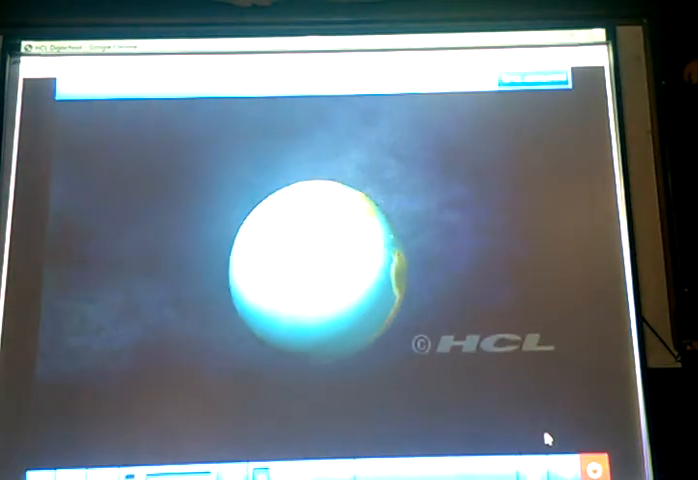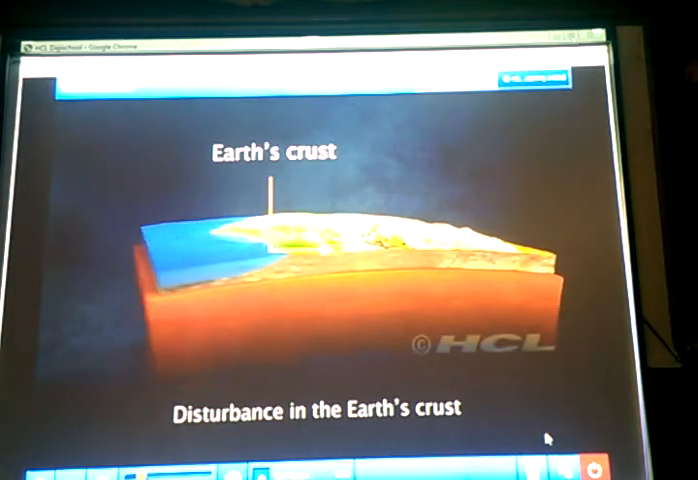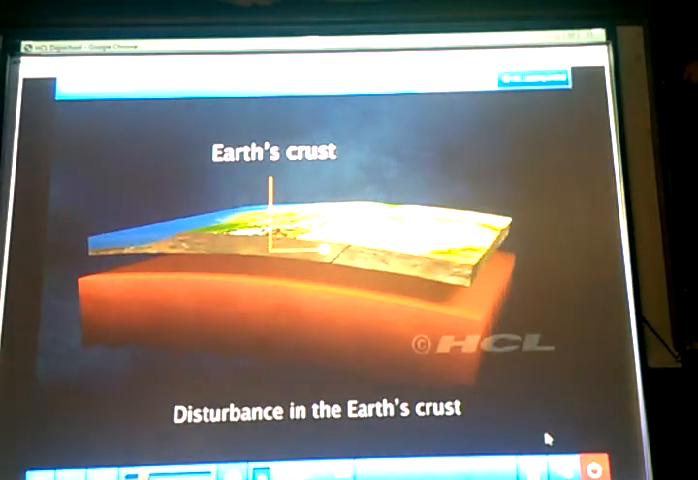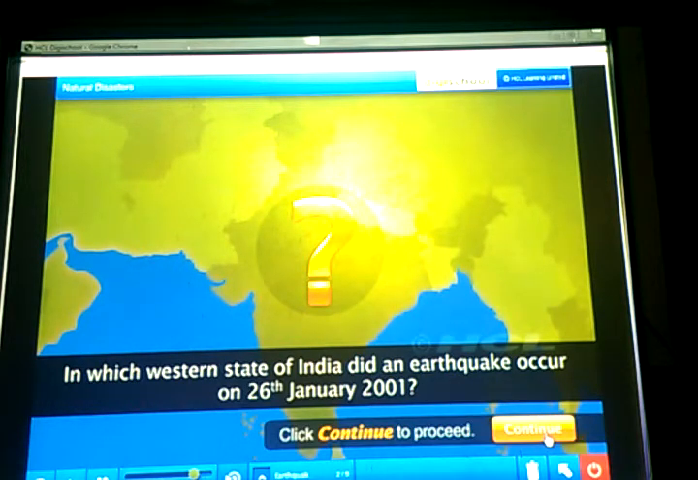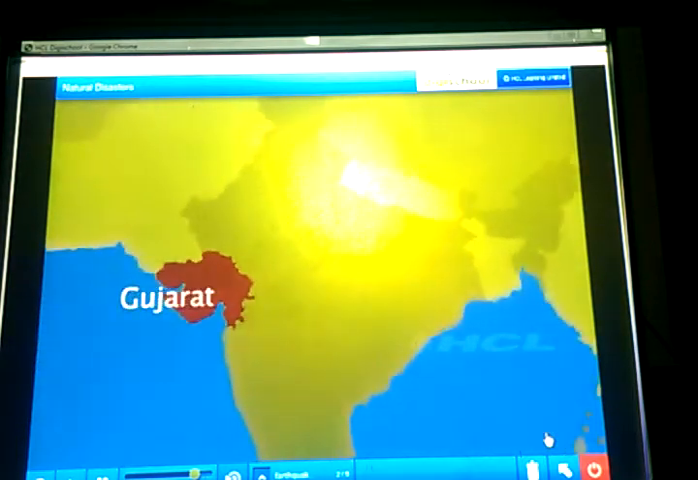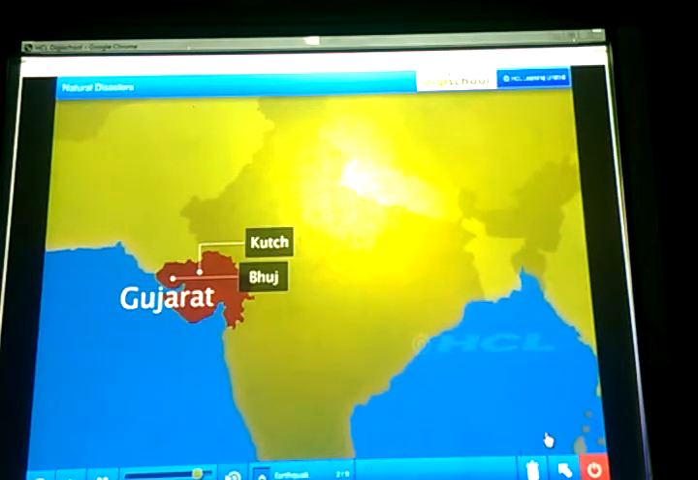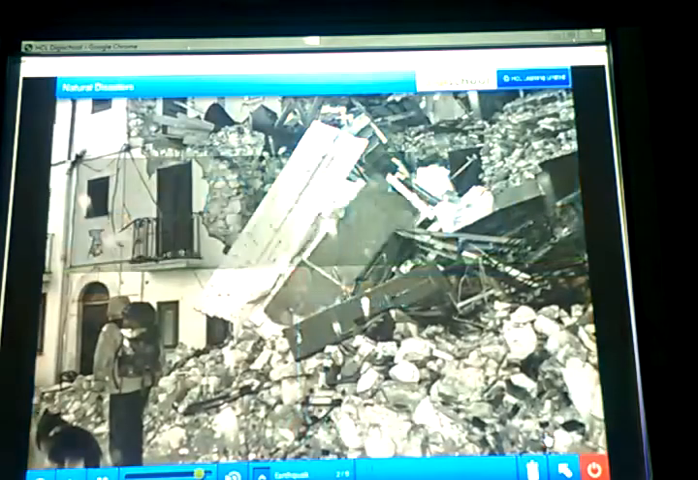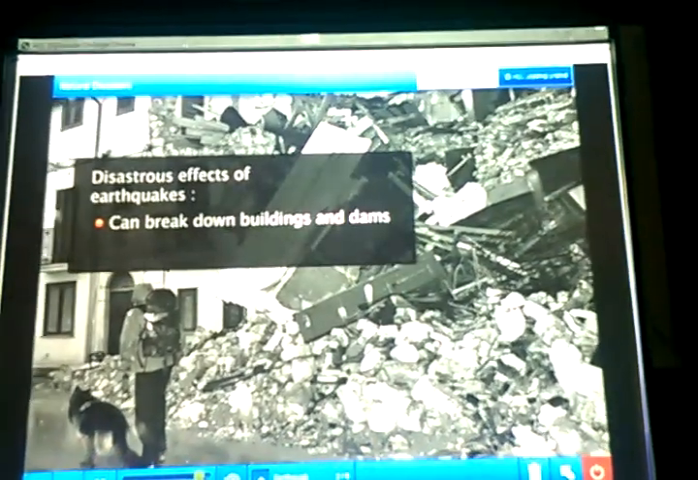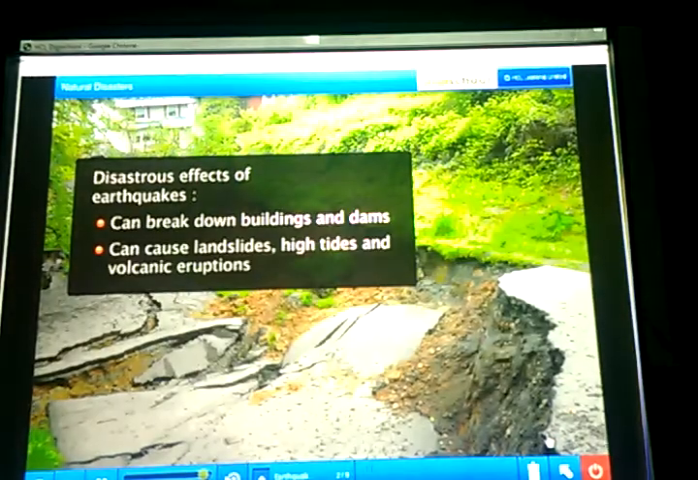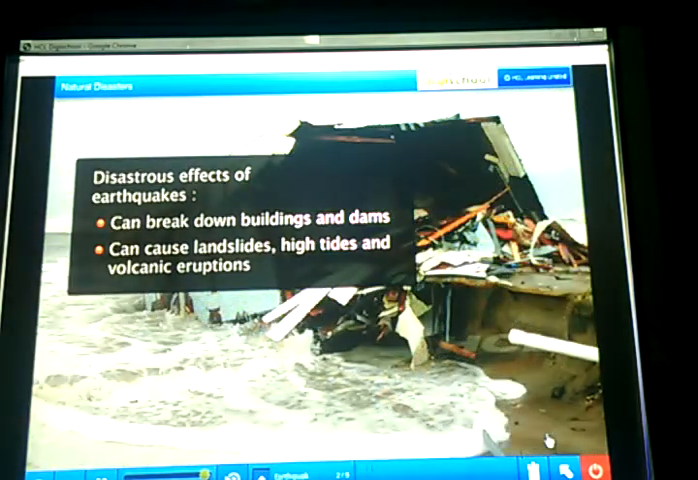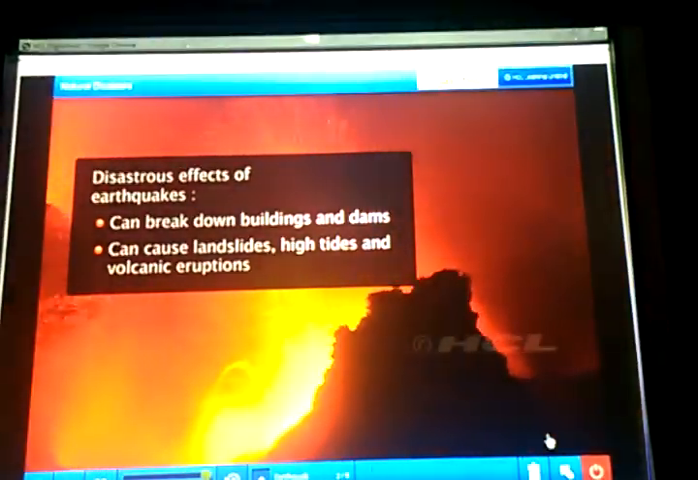An earthquake occurs when there is a disturbance in the earth's crust. Where did this earthquake occur? In this disastrous earthquake, the village of Bhuj in Kutch, Gujarat, was the epicenter. A strong earthquake is capable of breaking down buildings and dams. Earthquakes can also cause landslides, tides, and volcanic eruptions.